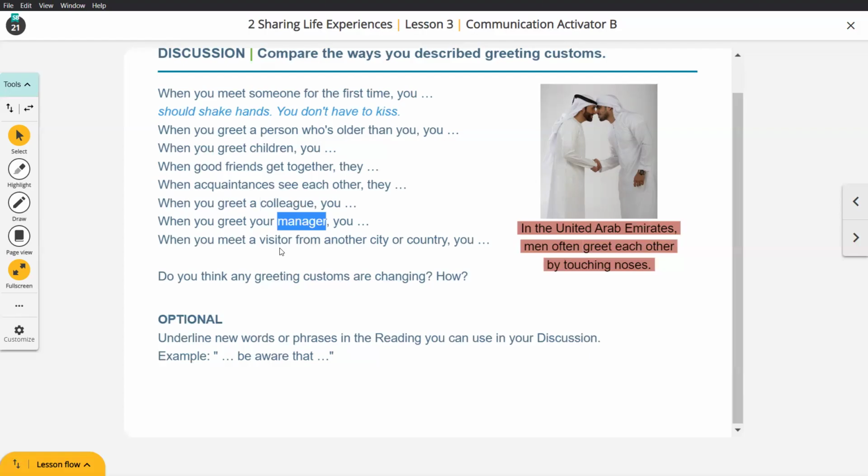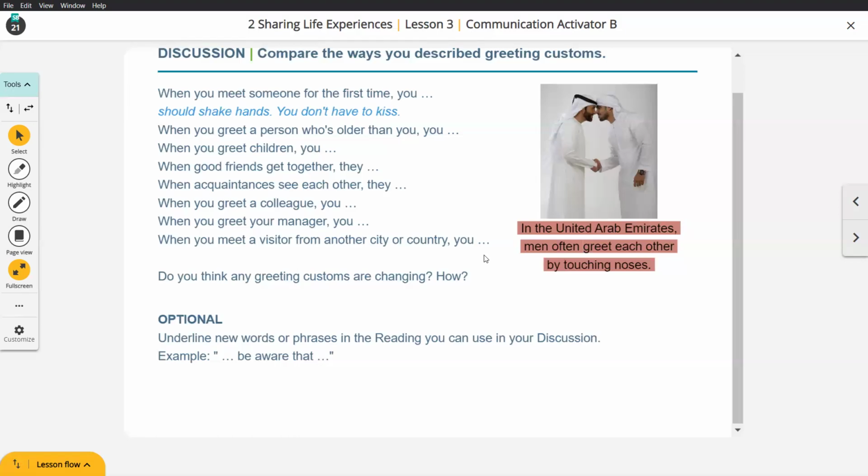When you meet a visitor from another country, what happens here? A visitor from another country or another city. In this case, Cristel, when you meet a visitor from another country or another city, or any other volunteer? Laura, please. Maybe you can say just hello or shake hands.